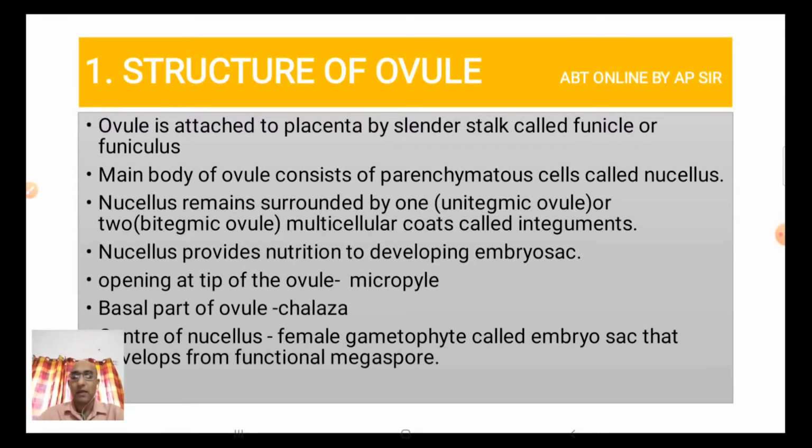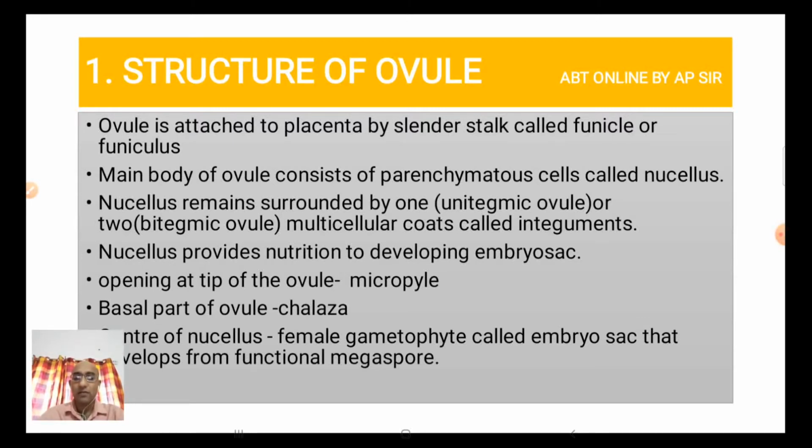Now the main body of the ovule consists of thin parenchymatous cells called nucellus, which forms the central body of the ovule. The nucellus is parenchymatous in nature and it forms the central body of the ovule. In a matured ovule, the nucellus provides nutrition to the embryo sac.